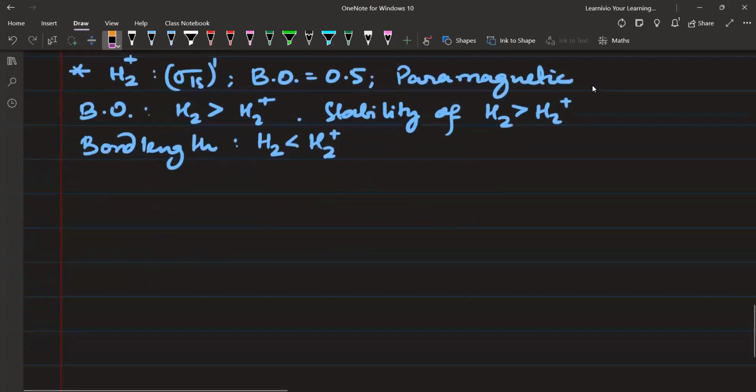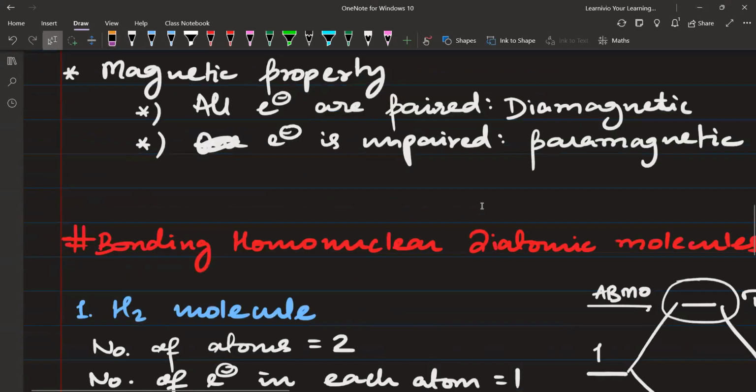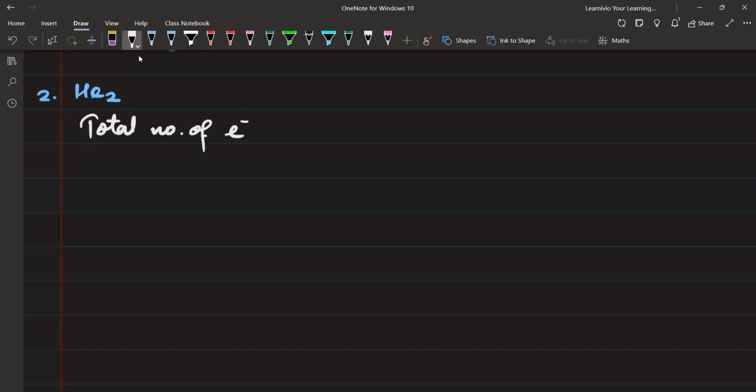Copy this down. Second, we are going to look at He2. Total number of electrons, tell me directly. Total number of electrons, guys. One helium atom has 2 electrons. 2 helium will be having 4 electrons.